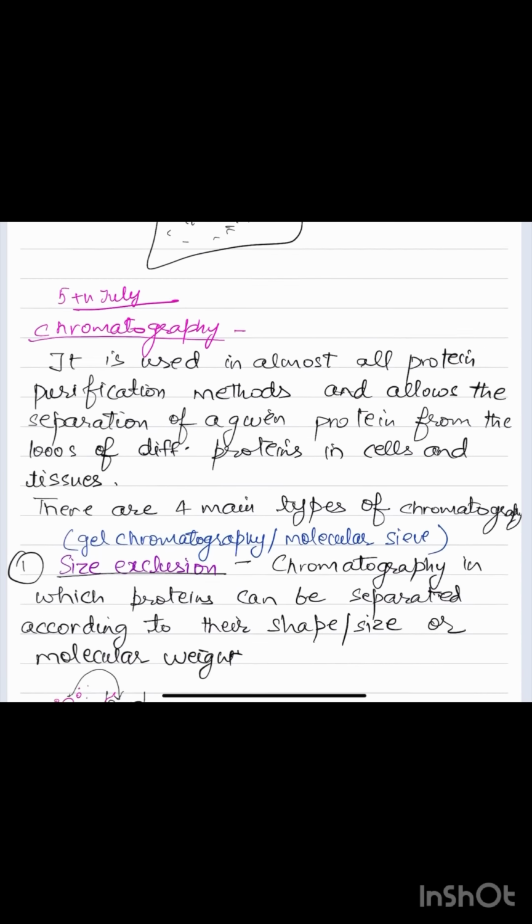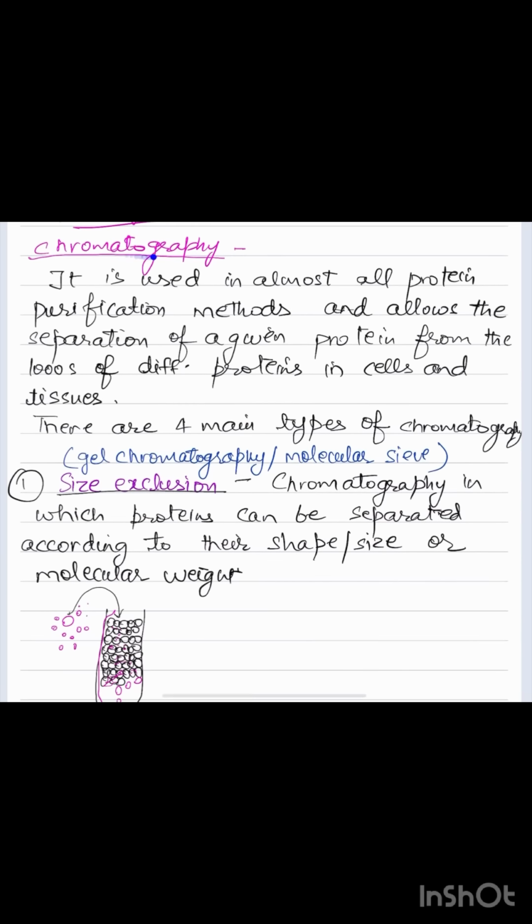The next method is chromatography. So it is used in almost all protein purification methods and allows the separation of a given protein from thousands of different proteins in cells and tissues. So there are four main types of chromatography. First we have gel chromatography or molecular sieve chromatography. We also call it size exclusion chromatography. So chromatography in which proteins can be separated according to their shape, size or molecular weight. It's called size exclusion chromatography.